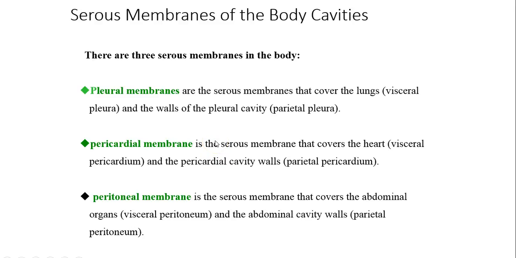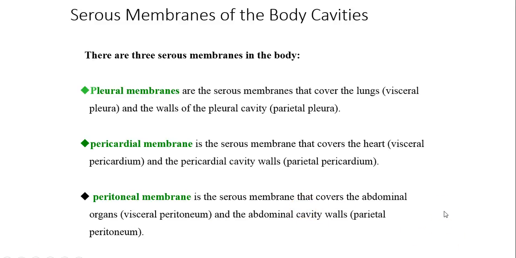There are only 3 serous membranes in the body. We have pleural membranes that are the serous membranes that cover the lungs. And of course you're going to have both visceral pleura and parietal pleura. Visceral pleura are going to be right on the lungs. The parietal pleura is going to line the outer wall of their cavity. The pericardial membrane, we just saw that. That's the serous membrane that covers the heart. And the peritoneal membrane, or the peritoneum, is the serous membrane that covers the abdominal organs.